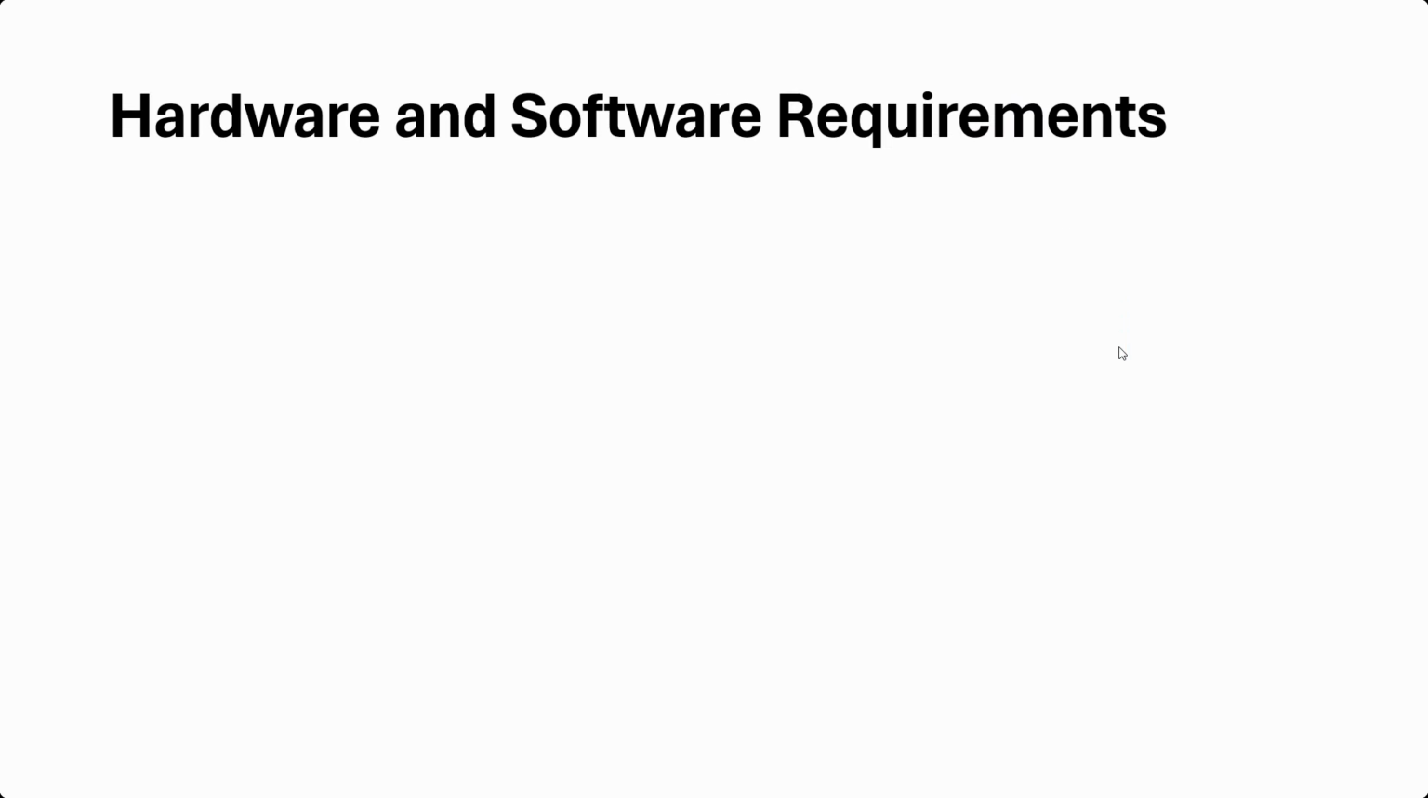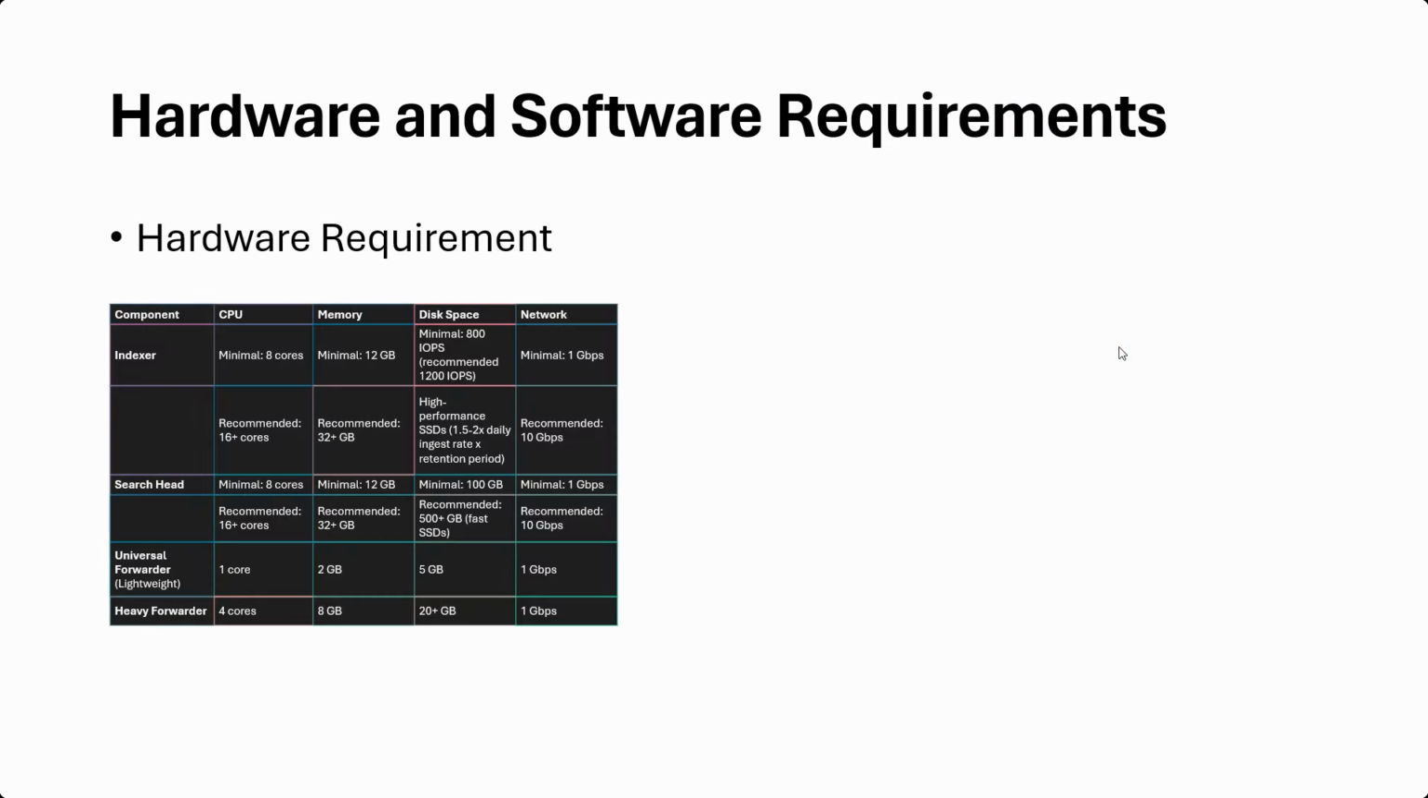Let's talk about the hardware and software requirements. First things first, the hardware requirements. For the indexer, we'll talk about some of the major components. For the indexer, we require a minimum of 8 CPU cores, a minimum of 12 GB of RAM, disk space of 800 IOPS, and a network connection of 1 GB. For the search head, we require 8 cores, again 12 GB of RAM, minimum 100 GB of disk space, and 1 GB of network connection.